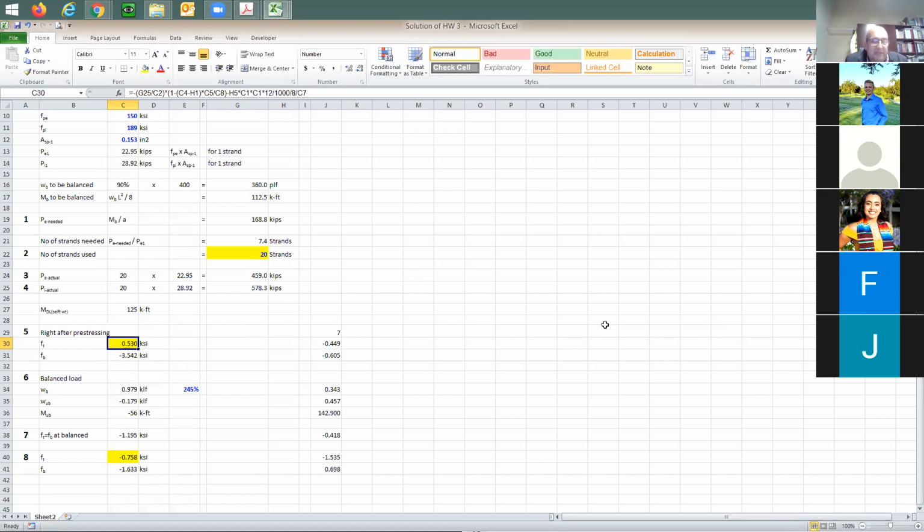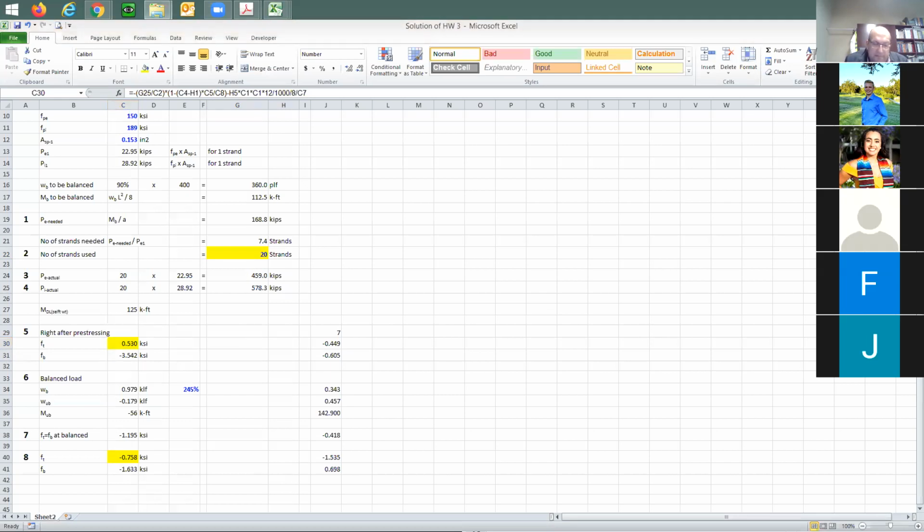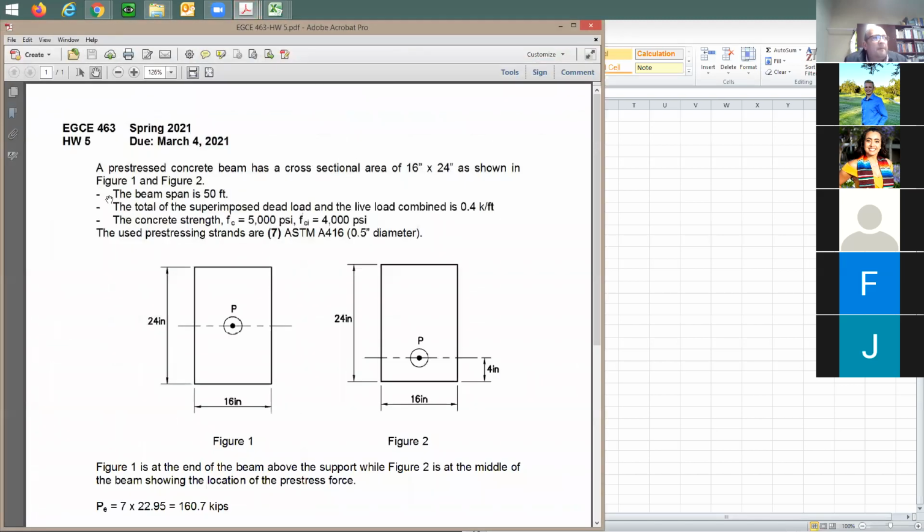So the pre-stressing is going to be against the direction of the loading. You guys agree on this, right? Yes. Yeah. Great. Do you guys see this homework?